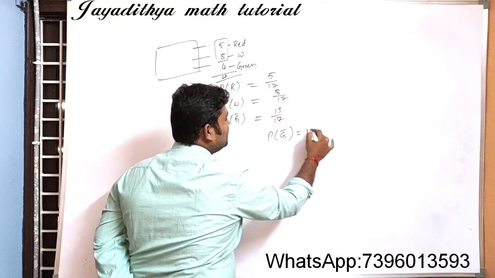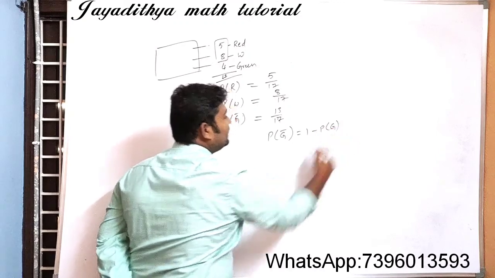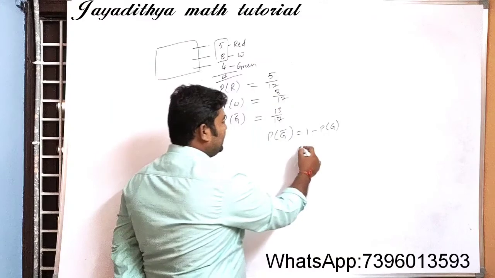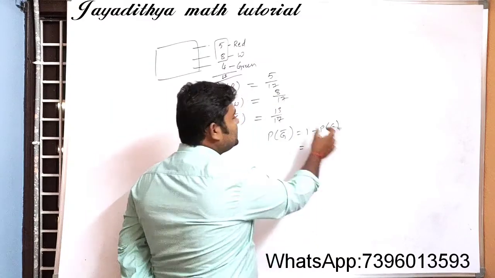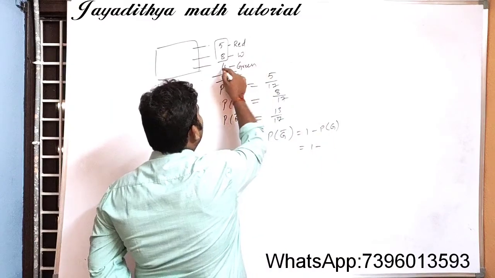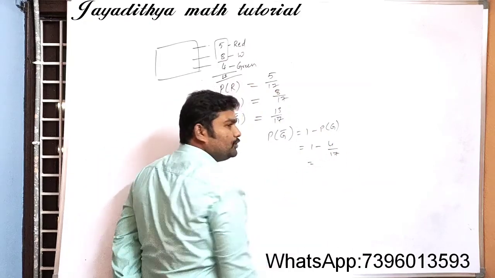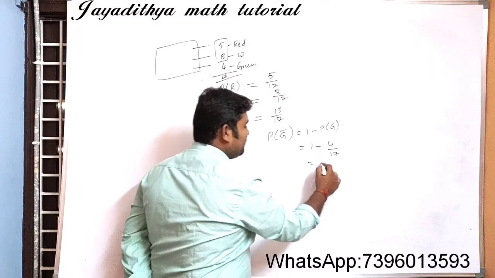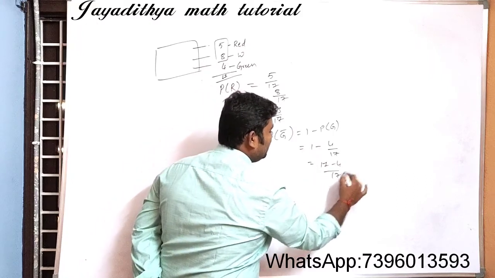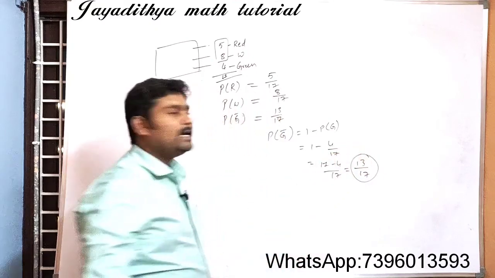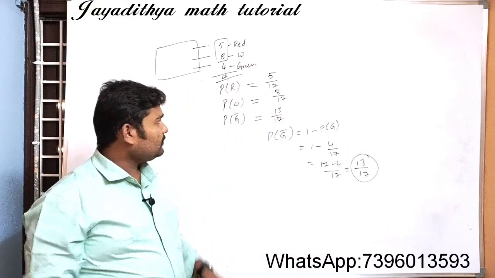Probability of not getting green is 1 minus probability of getting green. What is the probability of green here? Green means we have 4 out of 17, so that is 4 by 17. Do simplification: 17 ones are 17, minus 4, by 17. 17 minus 4 is 13 by 17. Again you will get the same answer.